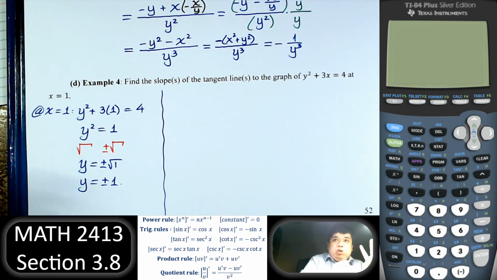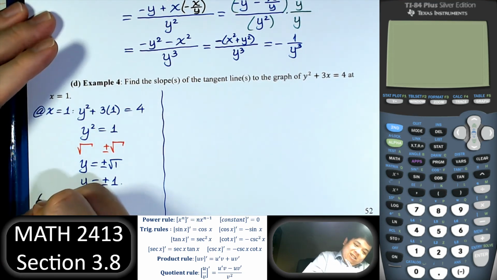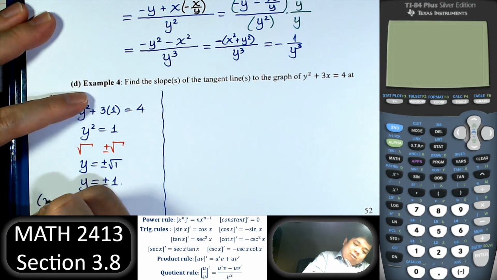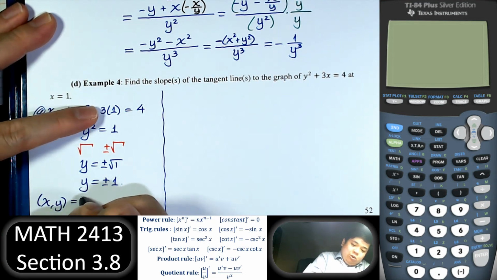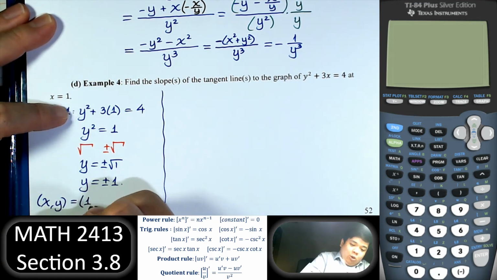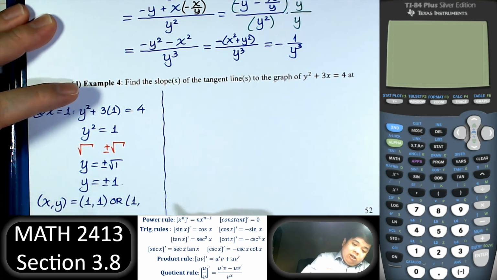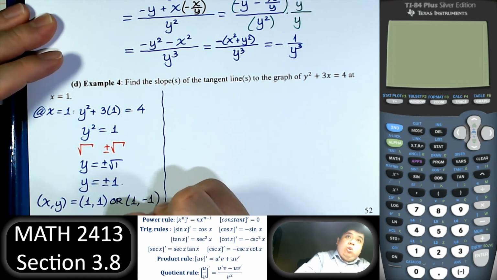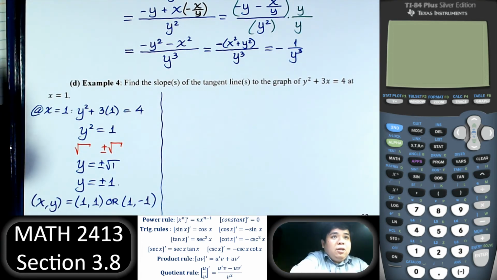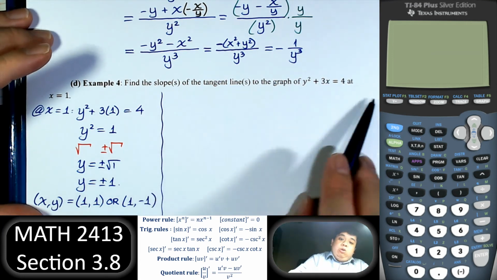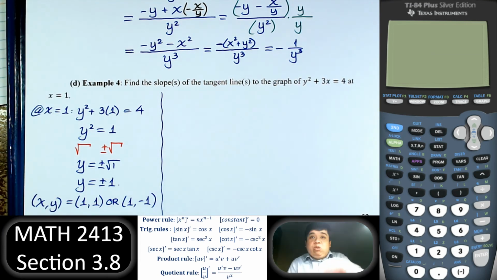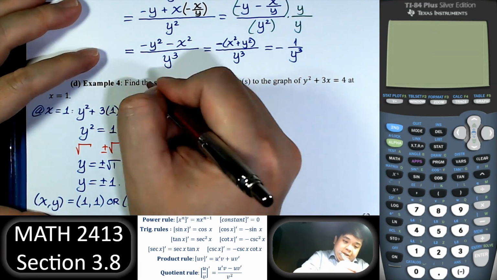So in this case we have 2 points. When x equal to 1, y could be 1, or when x equal to 1, y could be negative 1. So we have 2 points. After that, we find the slope. Just find the slope. Don't need to find the equation of a tangent line. So the slope, of course, is the derivative.